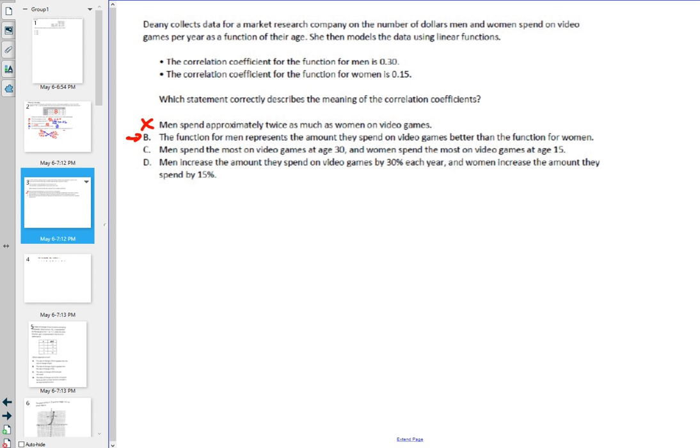Men spend the most on video games at age 30, and women. We know that the correlation coefficient has nothing to do with age, so it can't be C. Men increase the amount they spend on video games by 30% each year, and women. It also has nothing to do with how much it's increasing. Correlation coefficient is a number that measures how strong the relationship is, and out of all of these, the only one that talks about how strong of a relationship is B.